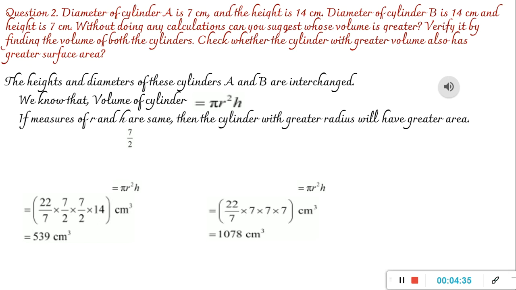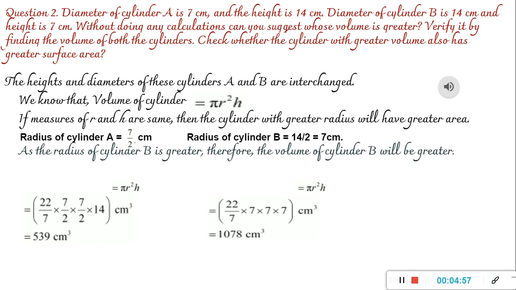So let me see the radius of cylinder A. The radius of cylinder A is 7 upon 2, right? So that will be 3.5 centimeter. Now what is the radius of cylinder B? That is 14 upon 2, that is equal to 7 centimeter. So the radius of cylinder B is greater. So we know that the volume of cylinder B will be greater, right? So yes, the radius of cylinder B is greater, and therefore the volume of cylinder B will be greater.